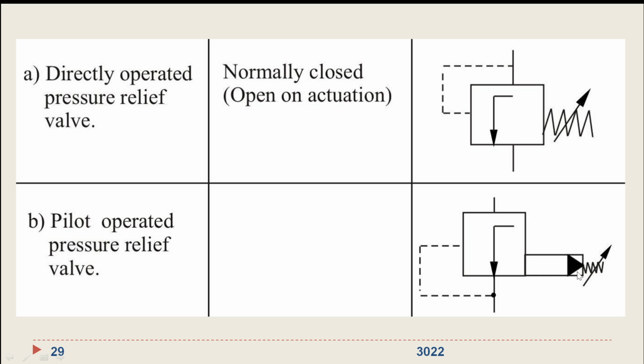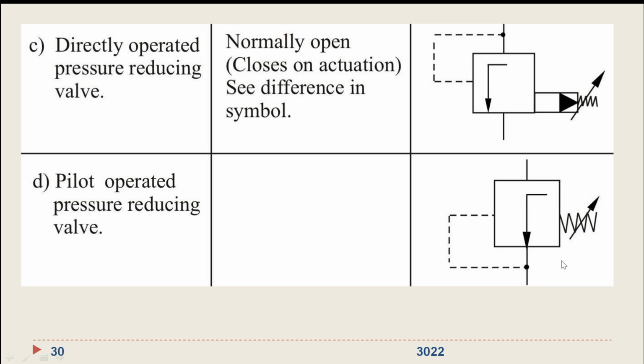Again, you can see a pilot operation is shown, and this is a symbol for the pilot operated pressure valve. In addition to this, you can see another rectangle with a closely filled arrow here. Directly operated pressure reducing valve. So you can see the difference in the symbols.